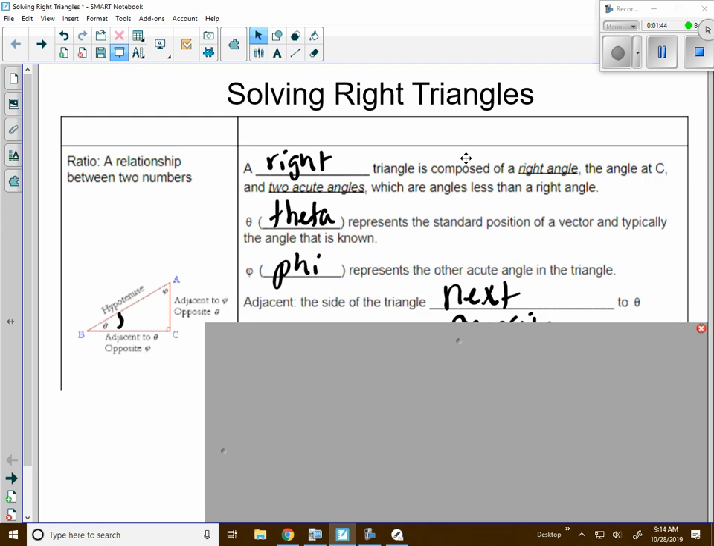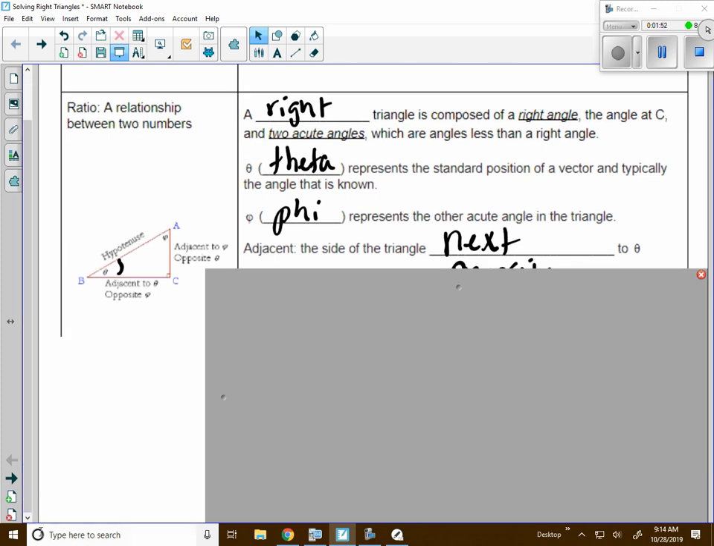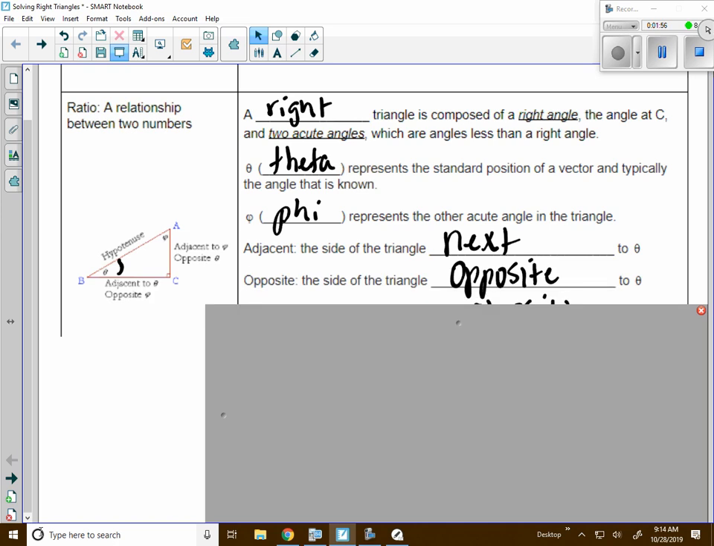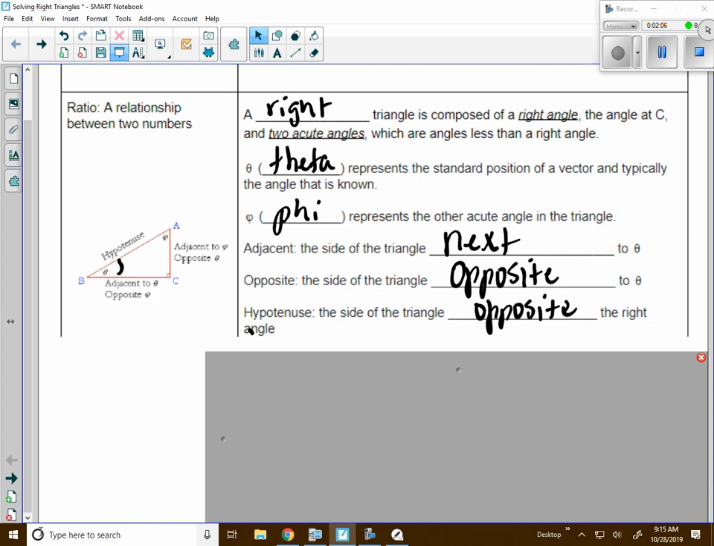The adjacent side. Adjacent means right next to. And then we have our opposite side. That's the side opposite, we'll say theta in this example. And all of those are labeled on your triangle on the left. And then your hypotenuse is opposite that 90 degree angle. Hypotenuse is opposite your 90 degree angle.